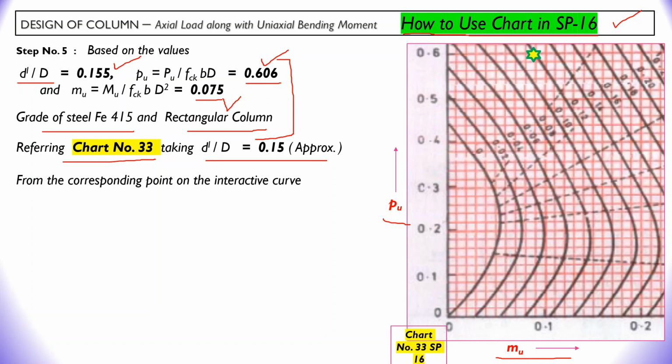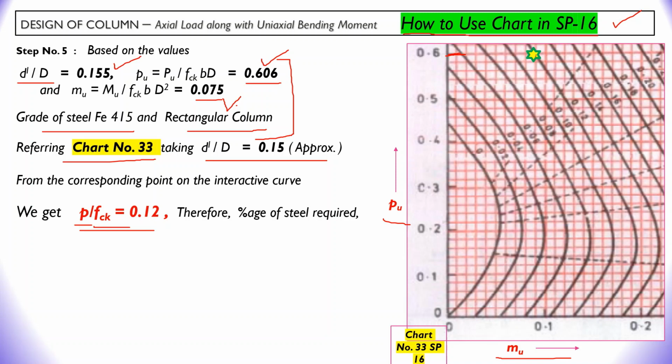So we find that somewhere here they are intersecting, because this value is related to 0.606, and from here it is 0.075. So based on this value, you have to pick the point here. We are able to get this particular point, and this point lies on the curve where p by fck value, that is small p by fck value, is 0.12. So it is lying on this curve.